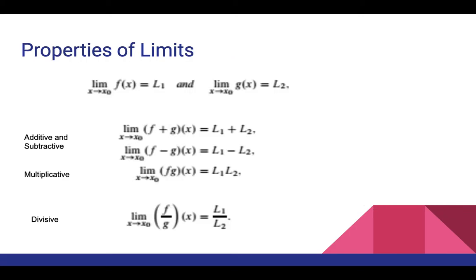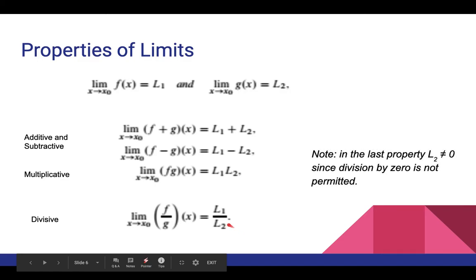So some properties of limits. Limit properties obey the same properties as real numbers, so we can add limits. If the limit of f of x as x approaches x naught is L1, and the same thing for g of x is L2, then the sum of the two limits is going to be L1 plus L2. The subtraction of the two limits is going to be L1 minus L2. The multiplication of the two limits is going to be L1 times L2. And the division of the limits is going to be L1 divided by L2. Of course, coming with the caveat that in the last property, L2 cannot equal 0 since division by 0 is not permitted.